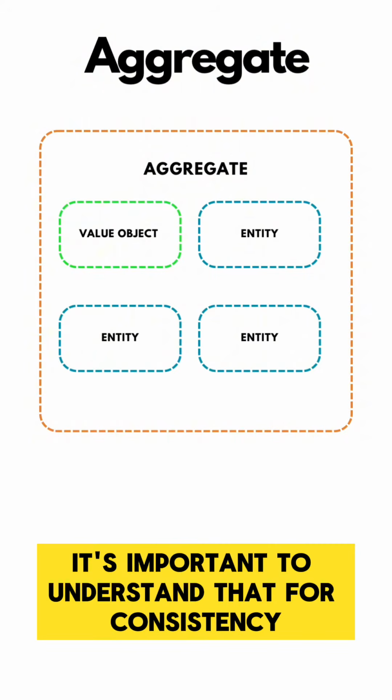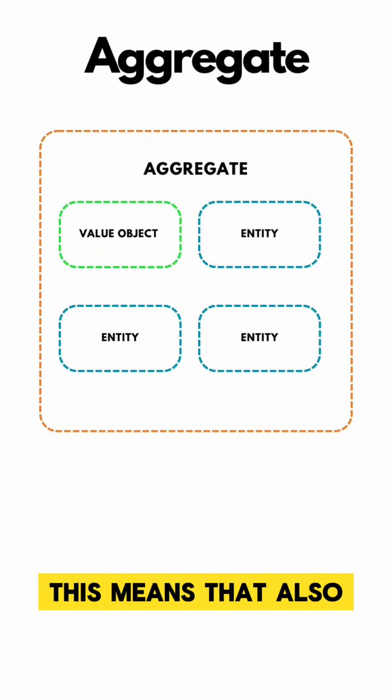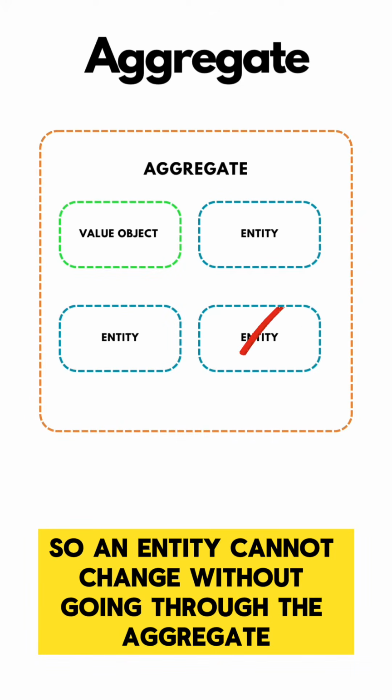It's important to understand that for consistency, the aggregate must change together. This means that also entities inside it must change together with the aggregate. So an entity cannot change without going through the aggregate.